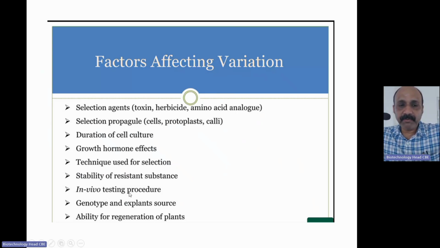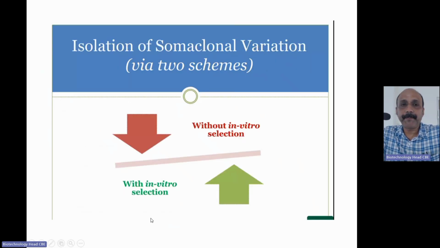And what testing procedure we use to select the plantlets, so what tests we do to select those plantlets that are genetically stable, the same genotype. Then the genotype and the explant source also matter for how these changes occur, and the ability for regeneration of the plants. We need to be able to culture, regenerate and then harden the plants. Only then can we get any varieties.